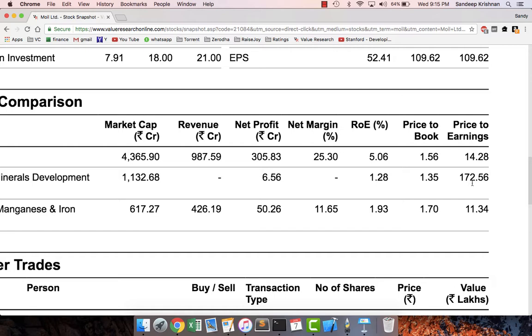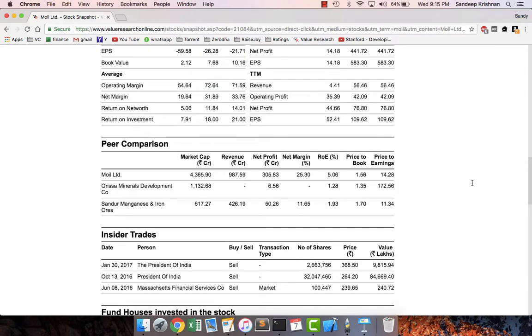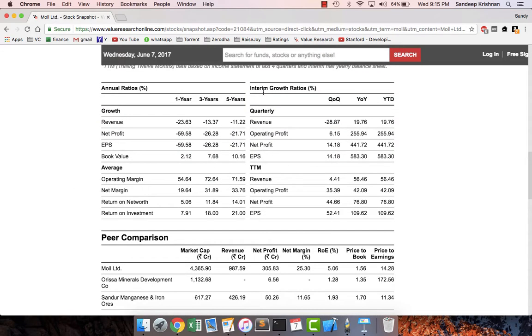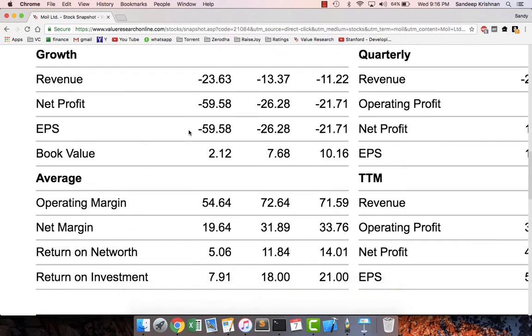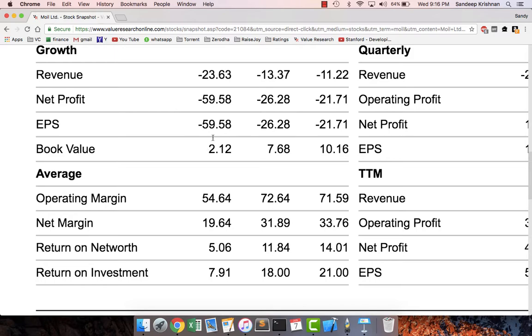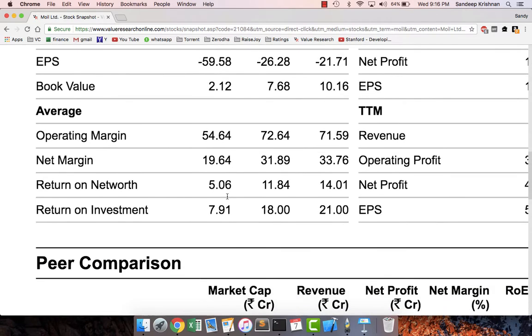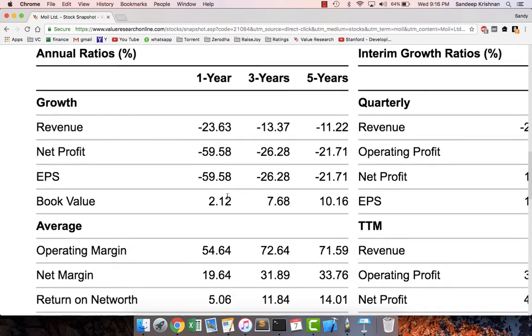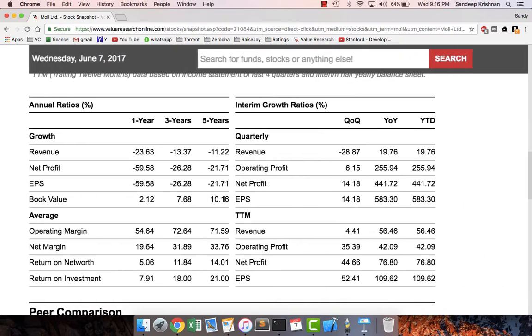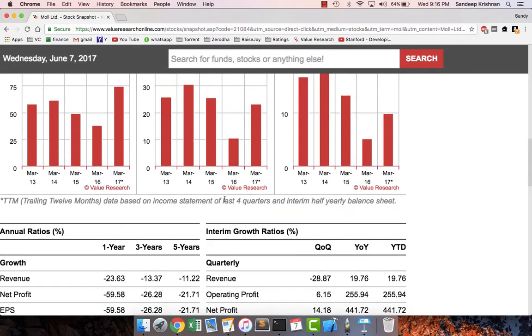So this kind of gives you a fairly decent idea of the company, its growth prospects. Of course, you should always also look at the annual ratios, like what is the revenue of the company, what is the net profit, earnings per share, the book value of the company, so on and so forth. So these are also decent measures of understanding a company.